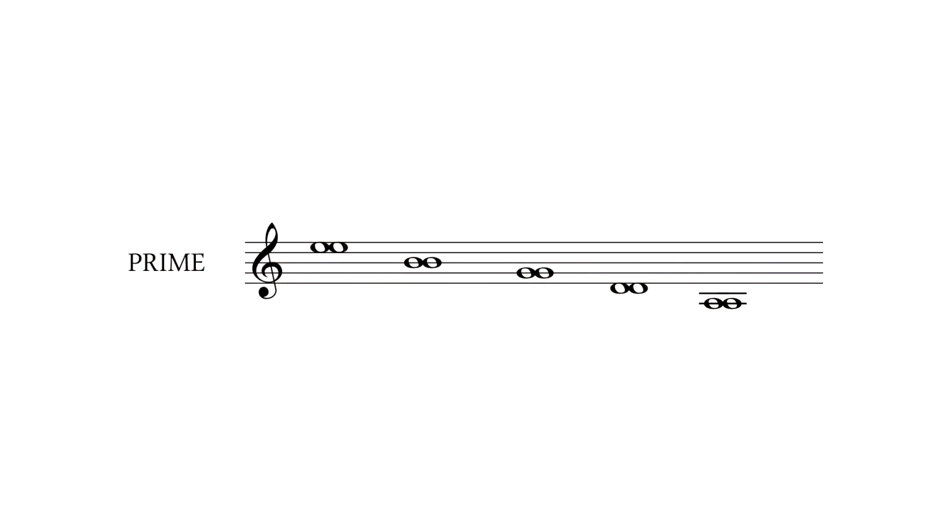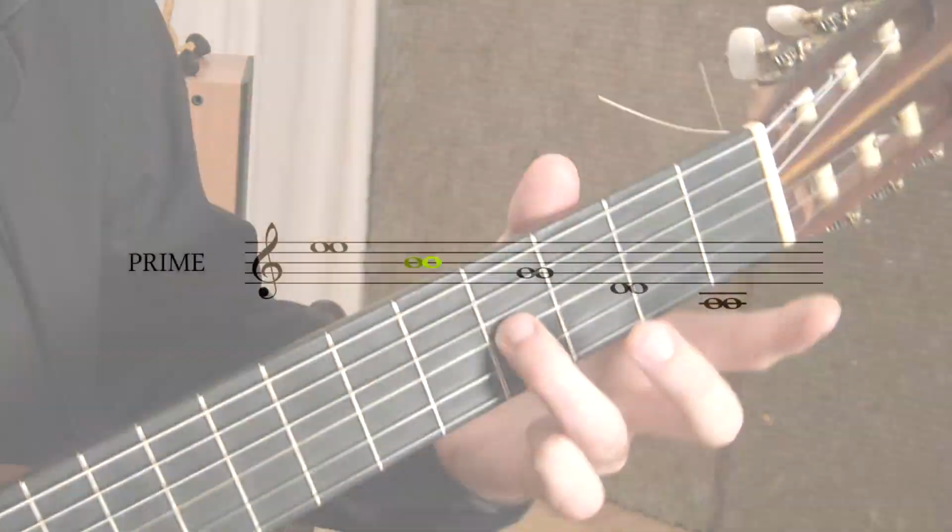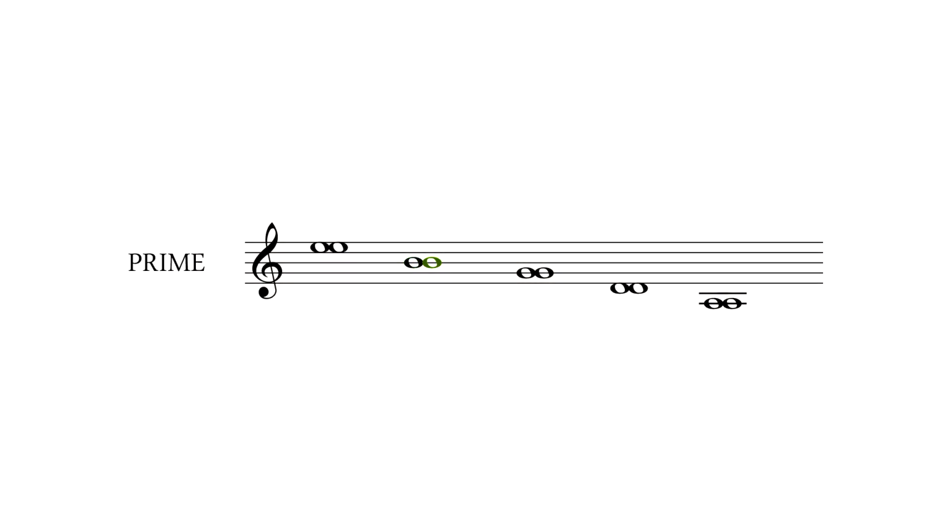The prime. A pure prime is just one and the same repeated note. Open B and B on the third string, fourth fret, and so on. A prime has 0 semitones, and it can also be augmented or diminished, but for better understanding, let's see how alterations affect other intervals first.